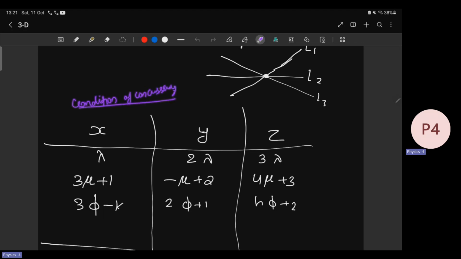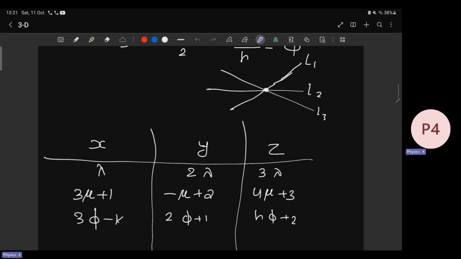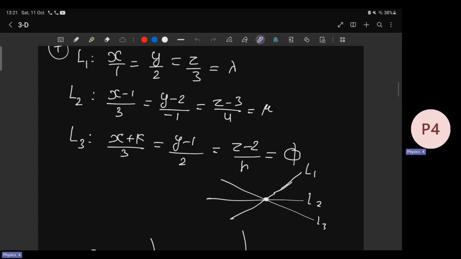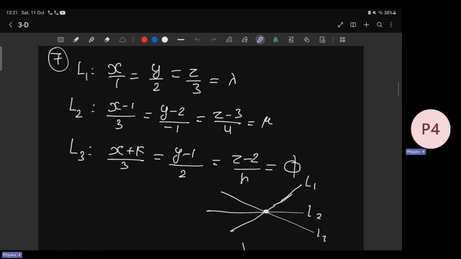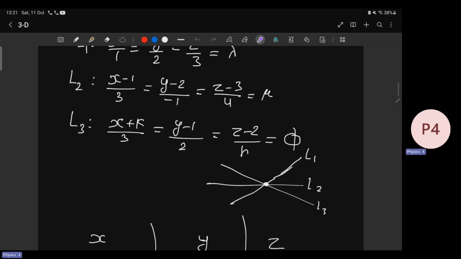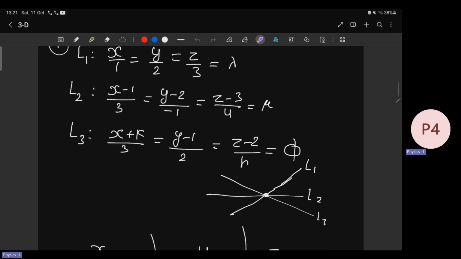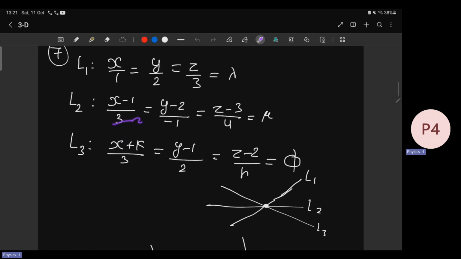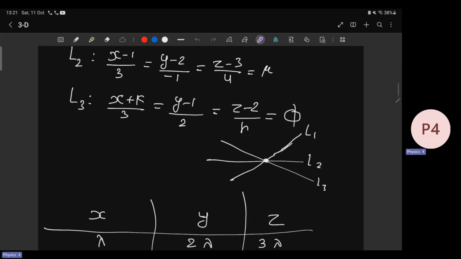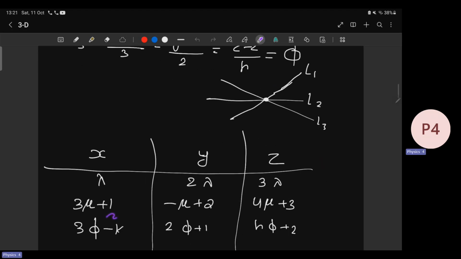All right. So we can write the coordinates on the lines in parametric form. From line 1, the parametric coordinates will be lambda, 2 lambda, 3 lambda. So the x coordinate is lambda, y coordinate is 2 lambda, z coordinate is 3 lambda. From line 2, we can say the x coordinate is 3 mu plus 1, y coordinate is minus mu plus 2, and z coordinate is 4 mu plus 3. All right, these are written here.